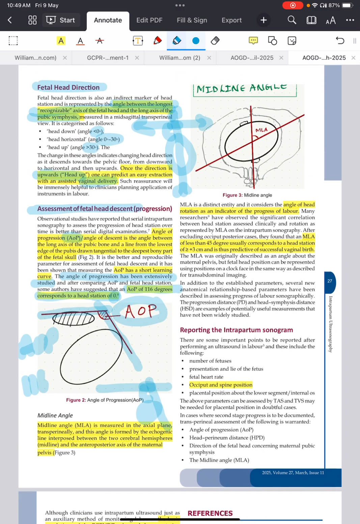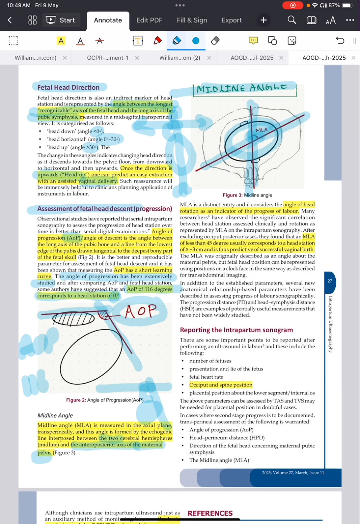Next is the midline angle. The midline angle is measured in the axial plane transperineally. This angle is formed by the echogenic line interspersed between the two cerebral hemispheres and the anterior-posterior direction of the maternal pelvis. So here, this is the line between the two hemispheres, and this is the AP axis of the maternal pelvis. The angle between these two is the midline angle.